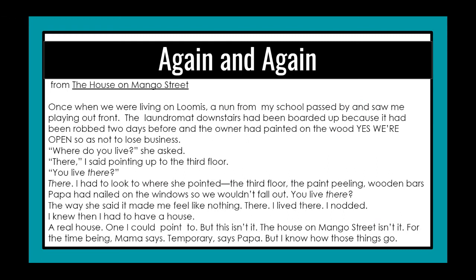Now let's look back over this short excerpt here and look for moments where again and again occur. Right away, my mind jumps to the word there. It is repeated and emphasized. That is clearly a word spoken by one character that our narrator is bothered about. It causes them to be upset and bothered by what there represents, their home.